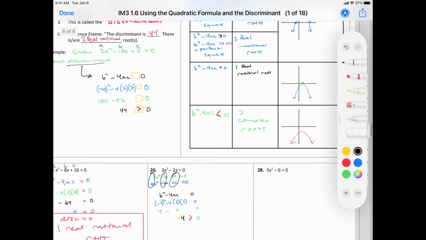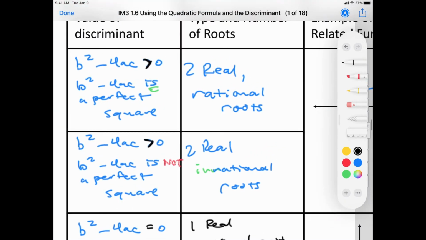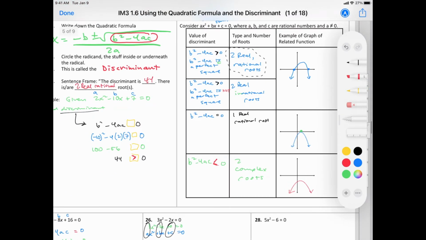And it is, so we just need this one. 2 real rational roots.